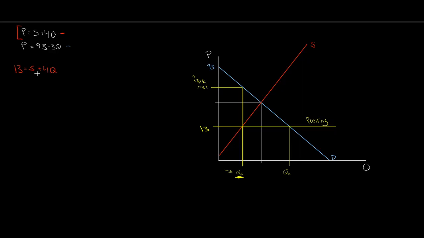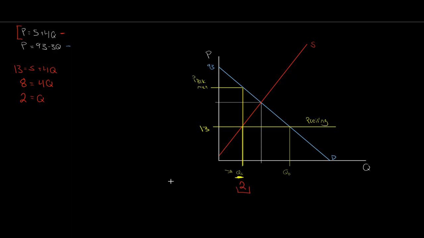Now we just need to go play a bit of an algebra game, rearrange some stuff to figure out what exactly that works out to. And so let's go through that. To start off, let's do 13 minus 5. So 13 minus 5 gives us 8, and that equals then 4Q on the right side. Now, get Q by itself, so 8 divided by 4. Well, 8 divided by 4, that yields for us 2. And we get 2 as our quantity exchanged.